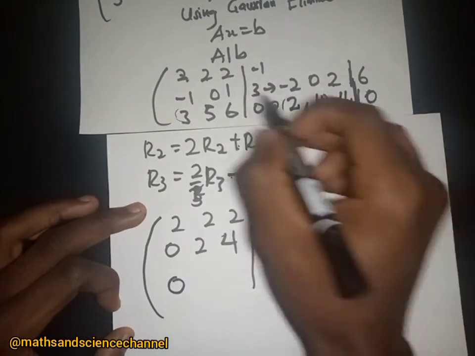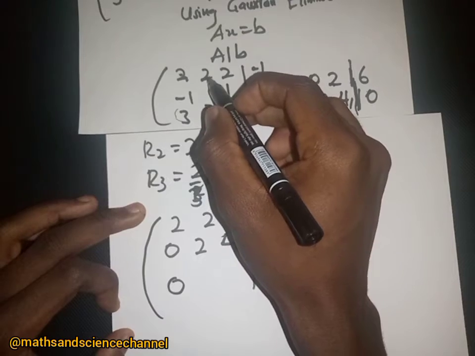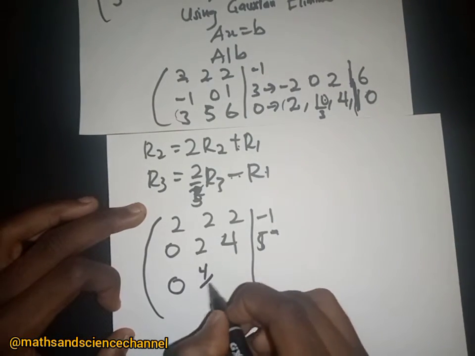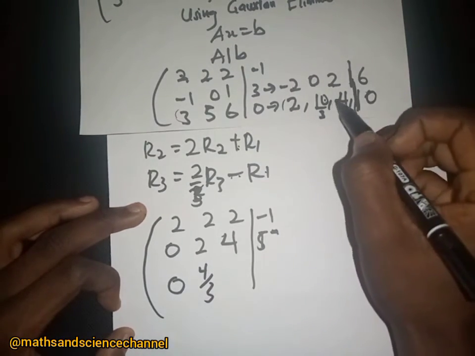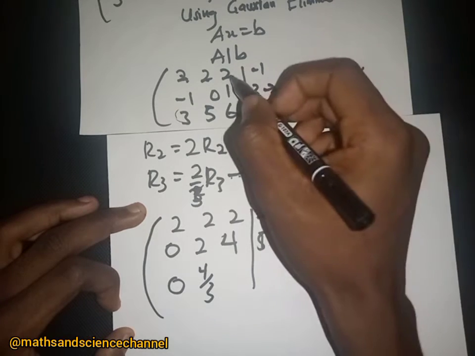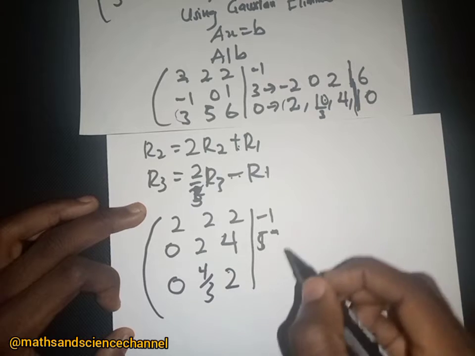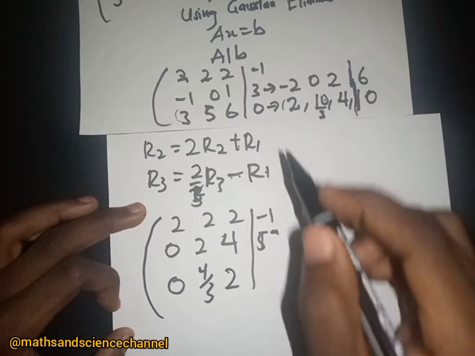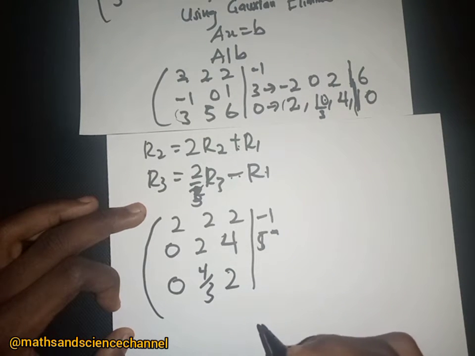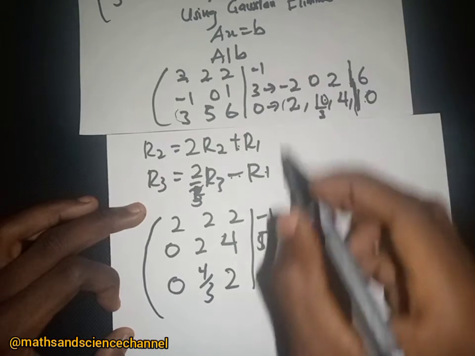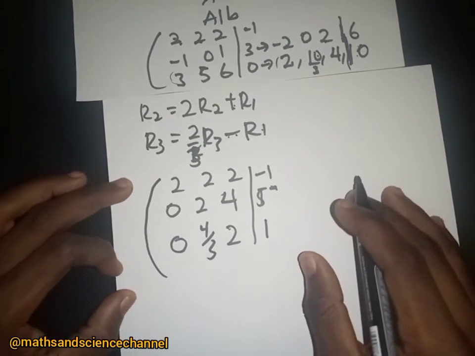10 divided by 3 minus 2 here, then we have 4 divided by 3. Then over here we have 4 minus 2, which will give us just 2. Then also we have 0 here minus 1, and 0 minus minus 1 will just give us positive 1, right?